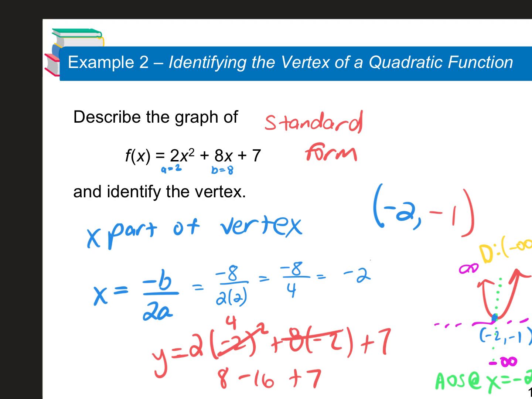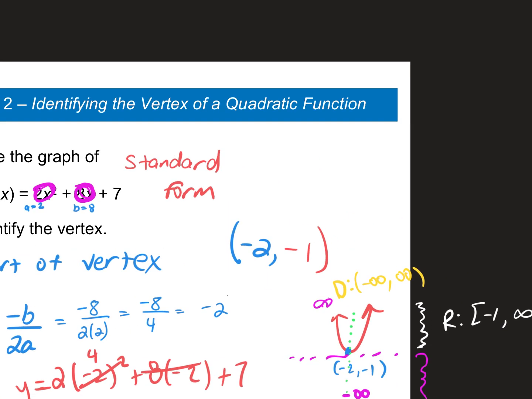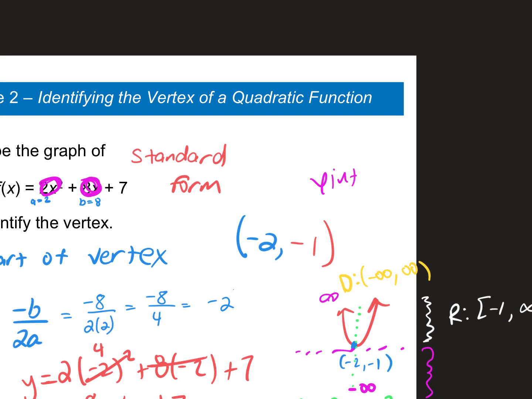How would I look at this equation, ladies and gents, and find the y-intercept? Make all the x's 0. What's going to happen? What's your y-intercept, guys? 7. Your y-intercept is always the what? The constant, the c. You'd have to factor it. I don't think that factors nicely, so you'd have to use the quadratic formula. We'll talk about that later.